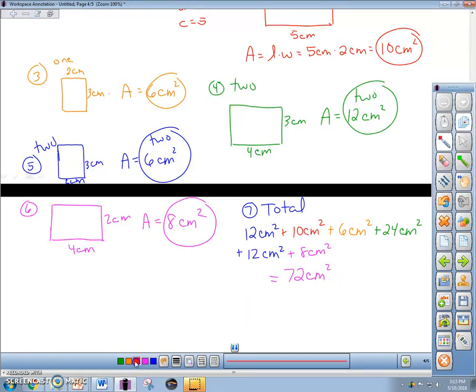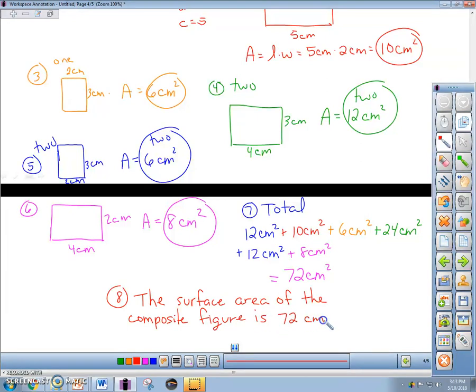And then we can write our conclusion, which is just that we're looking at the surface area of the composite figure. So the surface area of the composite figure is 72 square centimeters. All right, let's take a look at the next one.